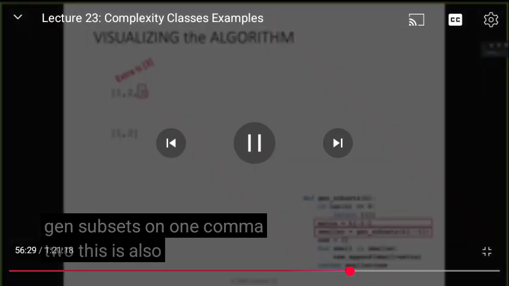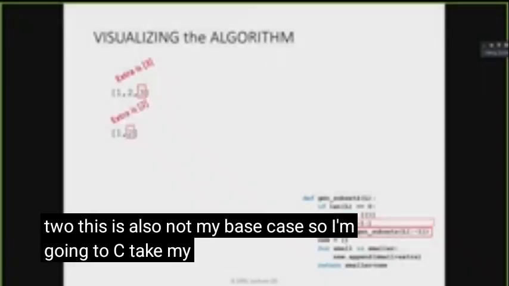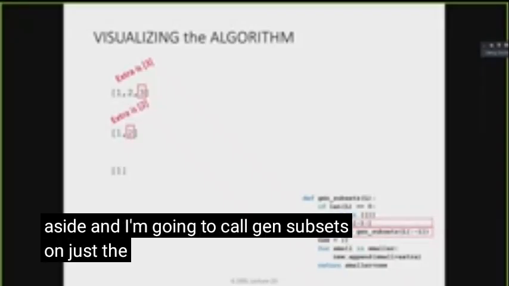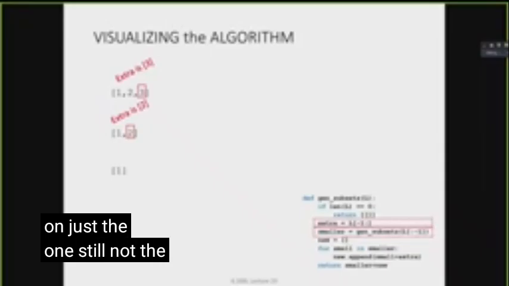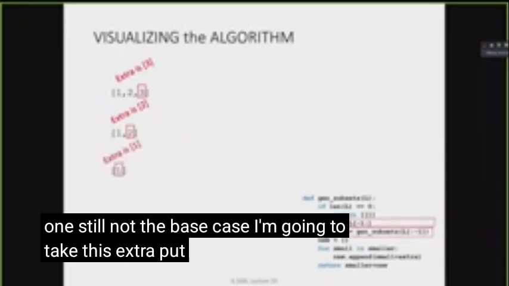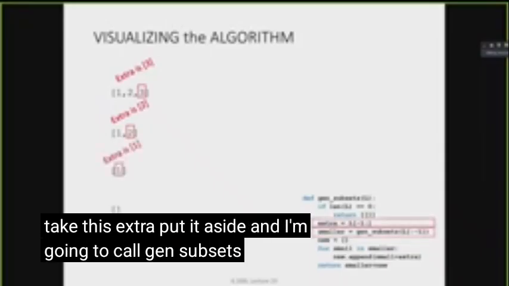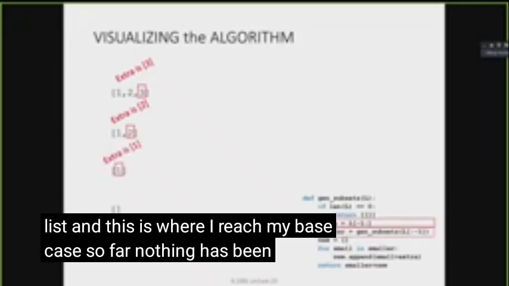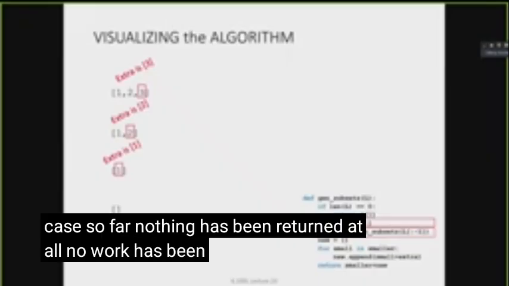This is also not my base case, so I'm going to take my last element, put it aside, and I'm going to call gen subsets on just the 1. Still not the base case. I'm going to take this extra, put it aside, and I'm going to call gen subsets on the empty list. And this is where I reach my base case. So far, nothing has been returned at all. No work has been done.